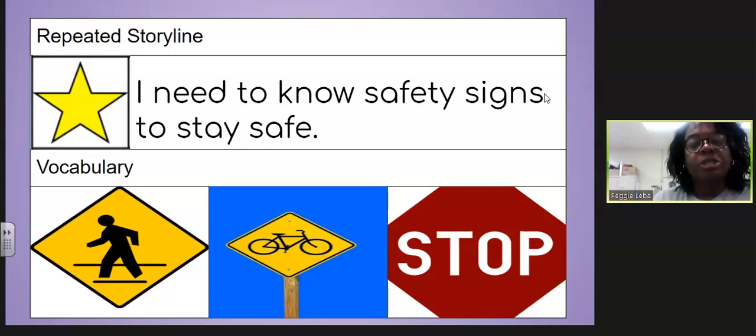So these are some of the vocabulary, but this lesson will go on for the next couple of weeks, and we will really get into knowing these signs and many other signs.